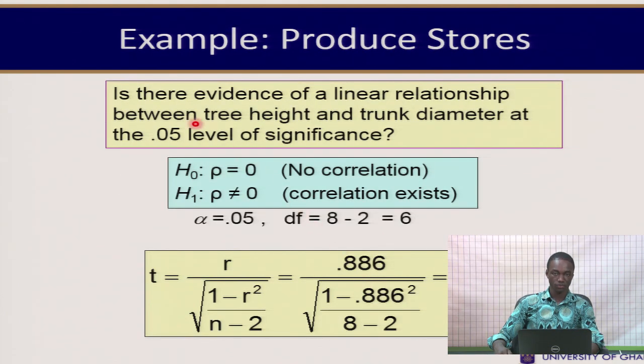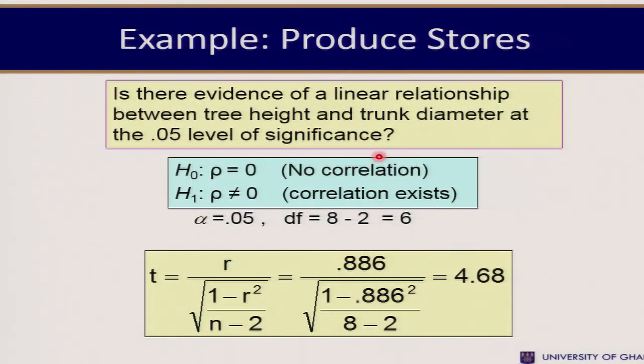Let's take an example. We want to find whether there is a linear relationship between tree height and trunk diameter at the 5% level of significance. Therefore, we formulate our null hypothesis, which indicates no correlation, that is rho equal to 0, and the alternate hypothesis, which indicates that correlation exists, that is rho not equal to 0. We have an alpha value of 0.05, degrees of freedom of 8 minus 2, that is giving us 6.